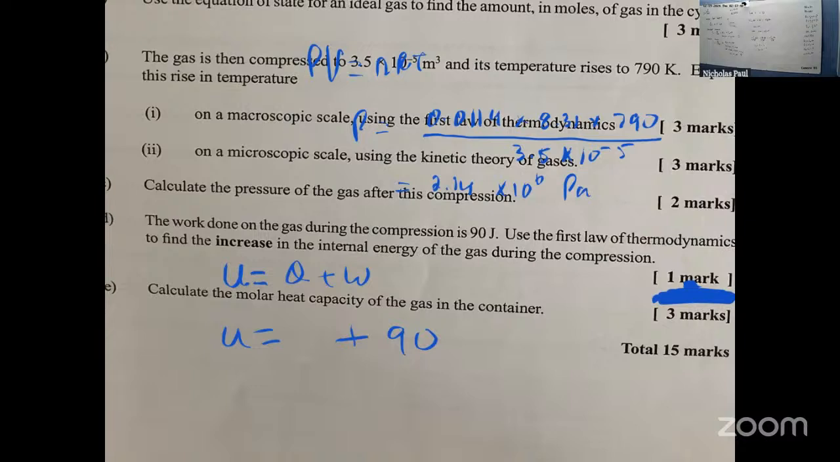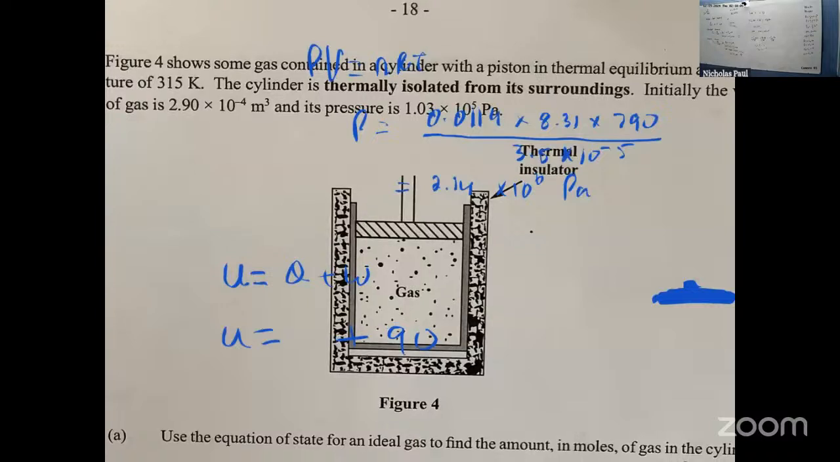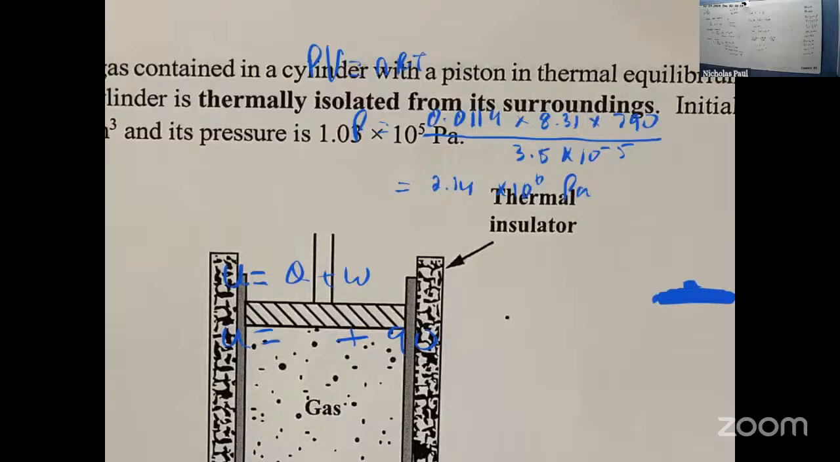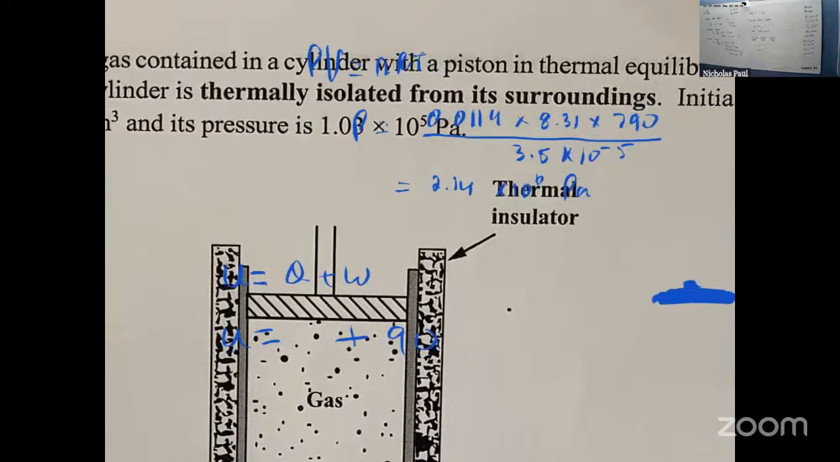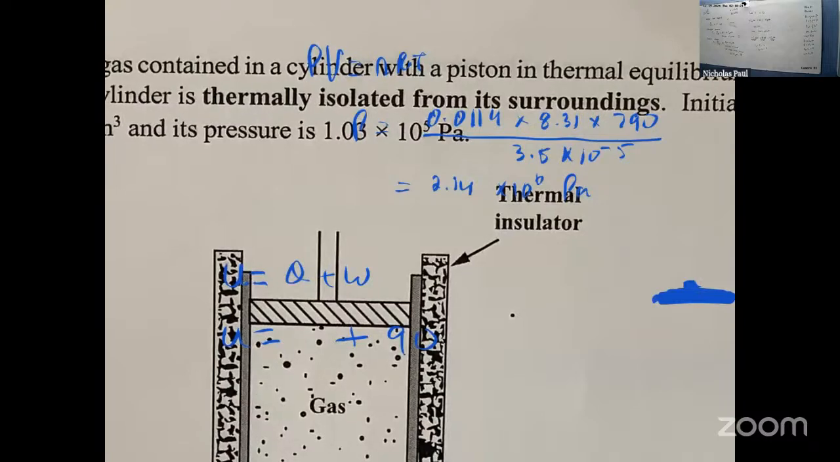Where's Q? Because Q is 0, right? Watch why. If we go back to the table, when heat is not added, Q is 0. Remember that? Look at the part in black. Thermally isolated means no heat is going to be lost or supplied to the surroundings. That's the reason why Q is 0.